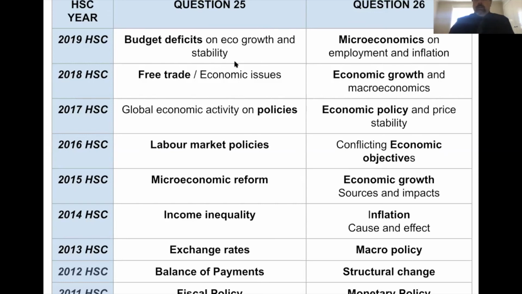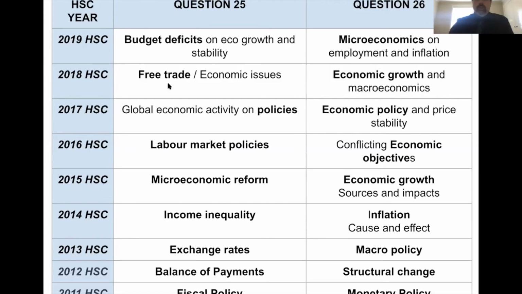So in the 2019 HSC, we've got a question on budget deficit and its impact on economic growth and stability. The alternative question was on microeconomics and its impact on employment and inflation. So you would get to choose from that. Now, I don't have the verb in that, I'm just giving you the topics. So you can freeze this later on, pause it, and have a look at the questions. Students often look for patterns or look at topics that have been tested as part of their preparation.